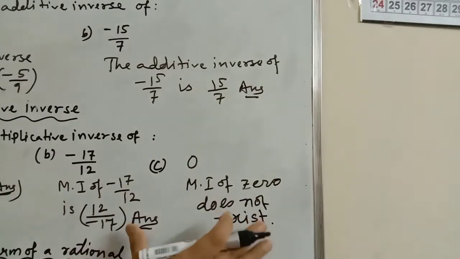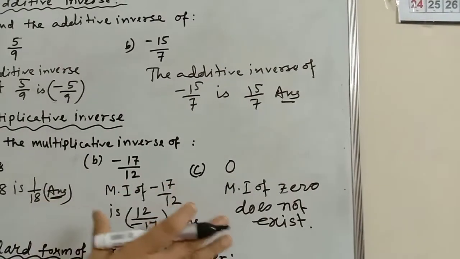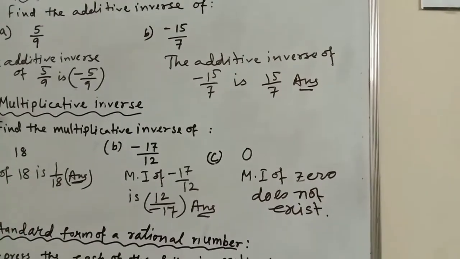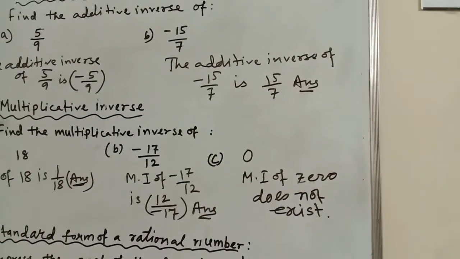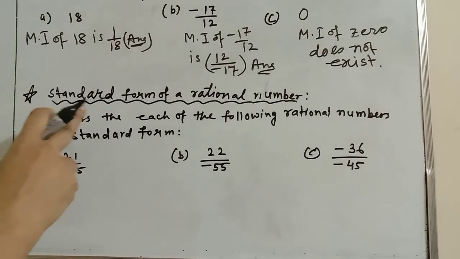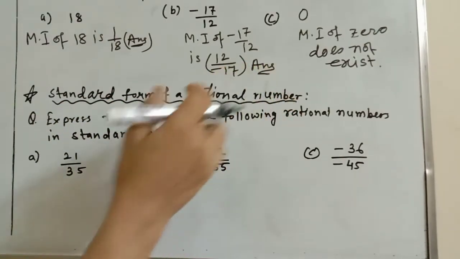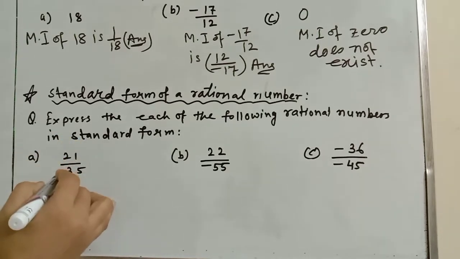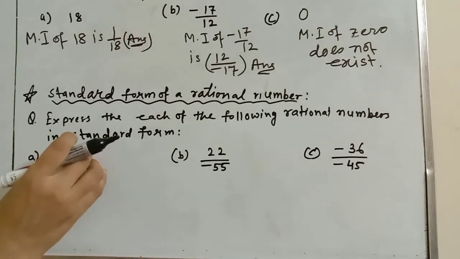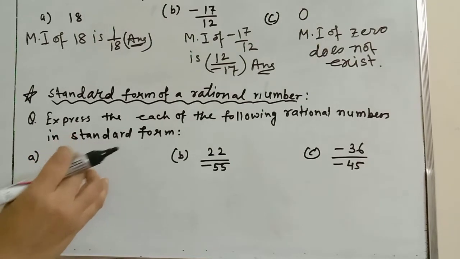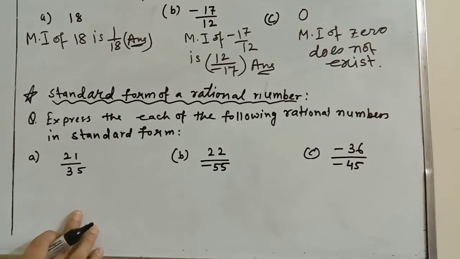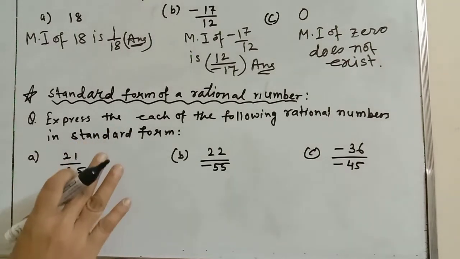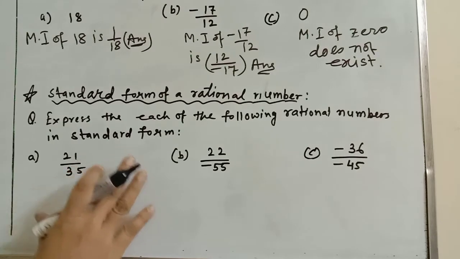Understood? These are the 3 examples we have given from the R.S. Agrawal book. This one also covers multiplicative inverse, additive inverse, and now the standard form of a rational number. What do you mean by the standard form of a rational number? Any rational number, when it is in the simplest form and the denominator is positive, only then is the rational number in standard form.